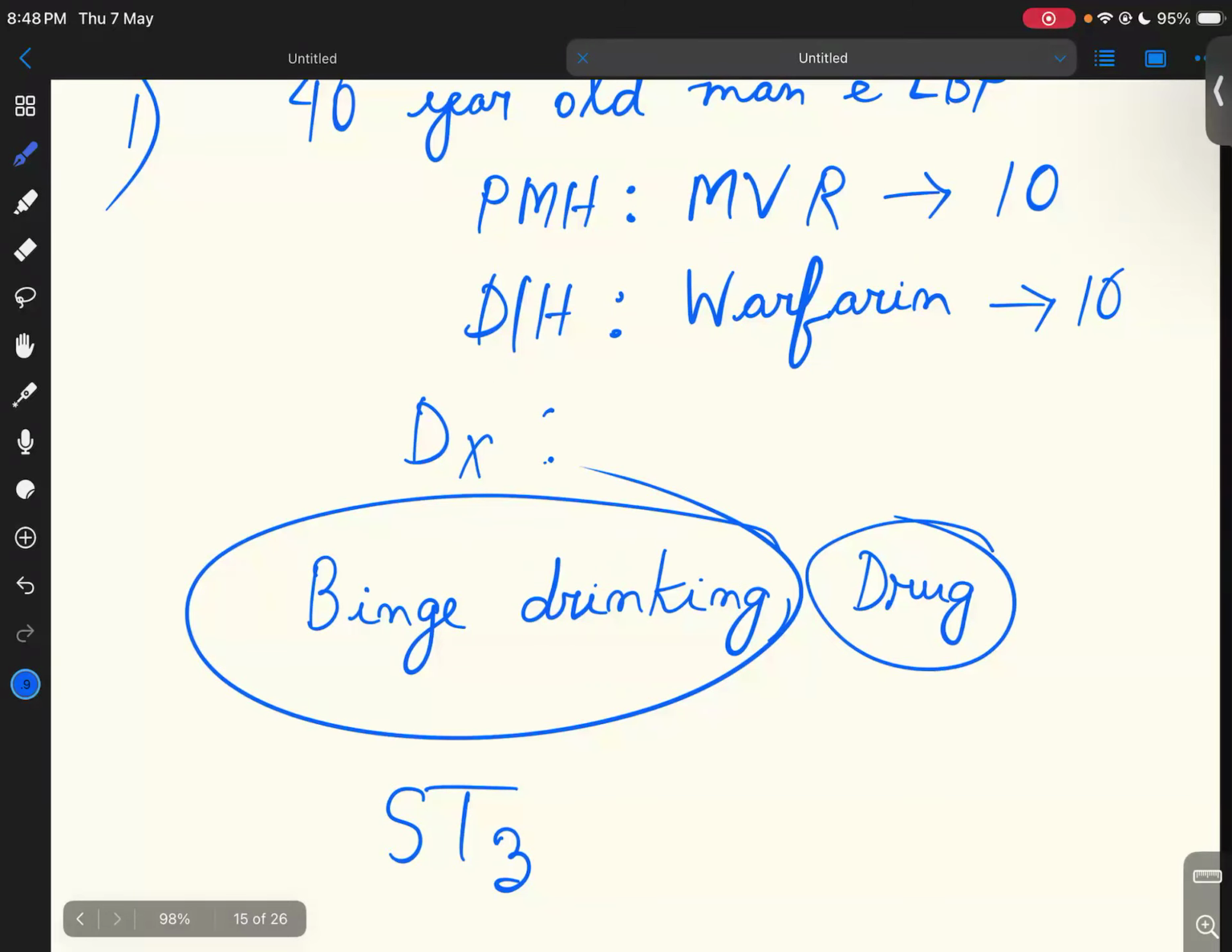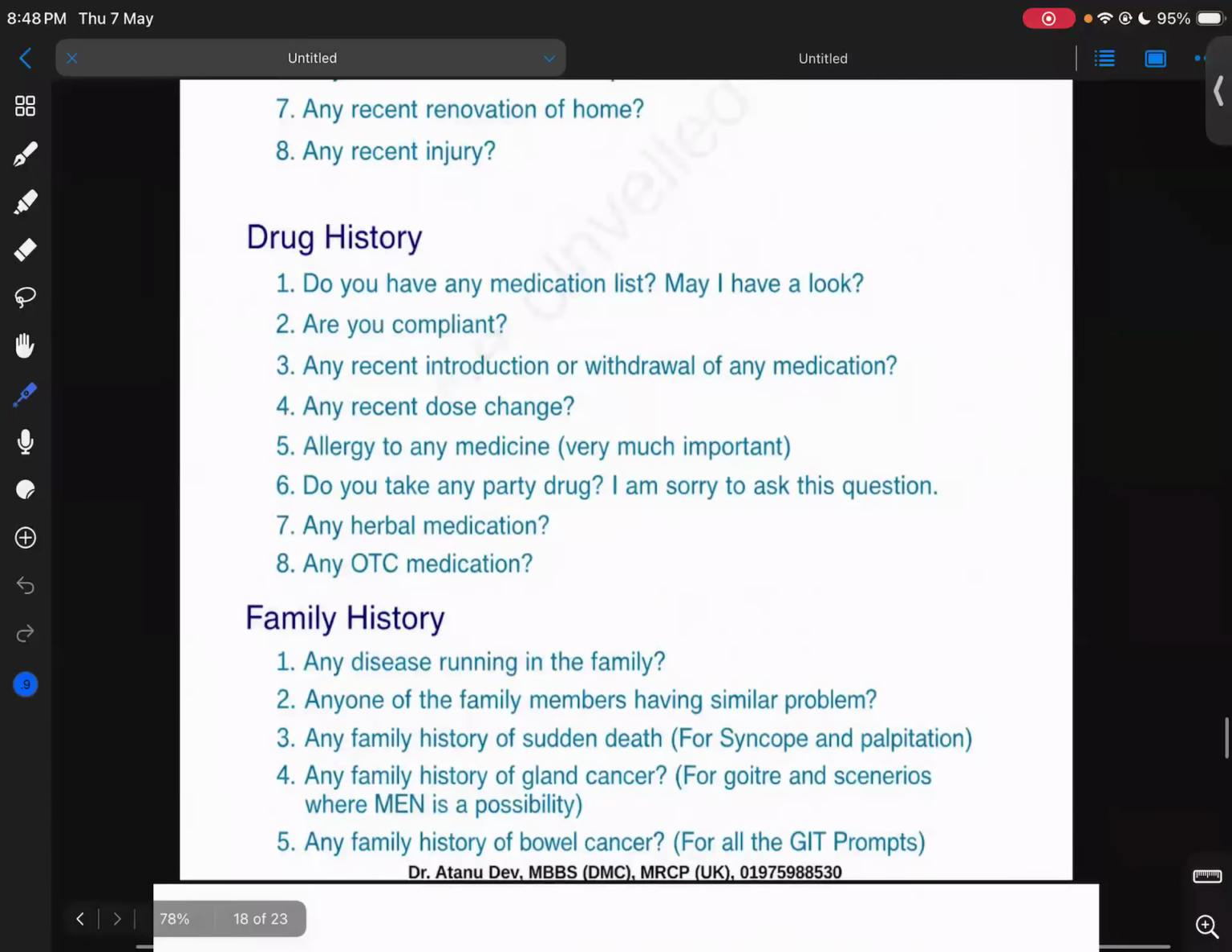The diagnosis was hematoma from increased warfarin activity. Yes, due to binge drinking. Due to binge drinking. Why I have told this: it can be due to a drug interaction. I have mentioned this thing.